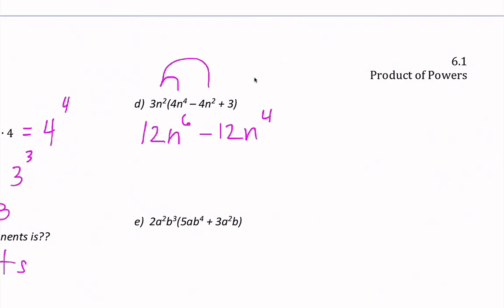Alright, last loop. So now we're going to take 3n squared and multiply it by 3. So we start with our coefficients, our regular numbers. 3 times 3 is a positive 9.